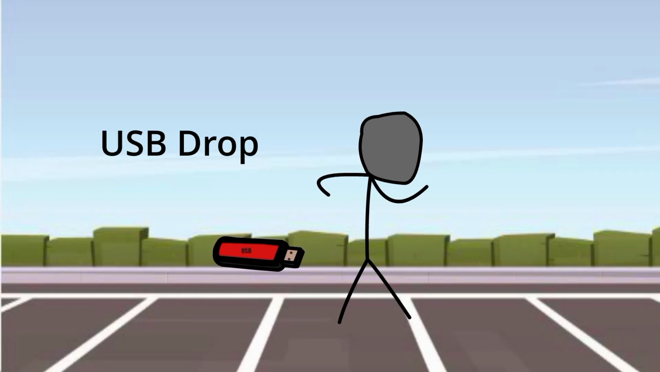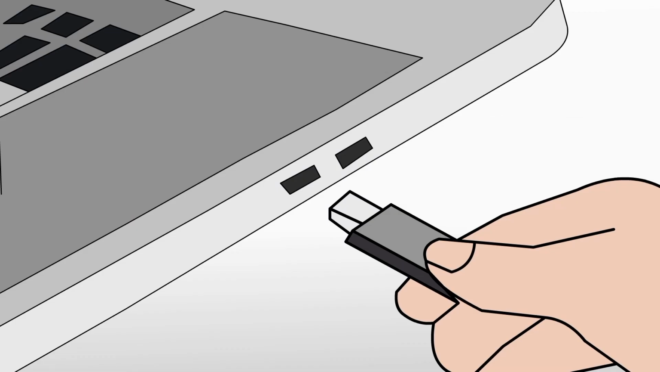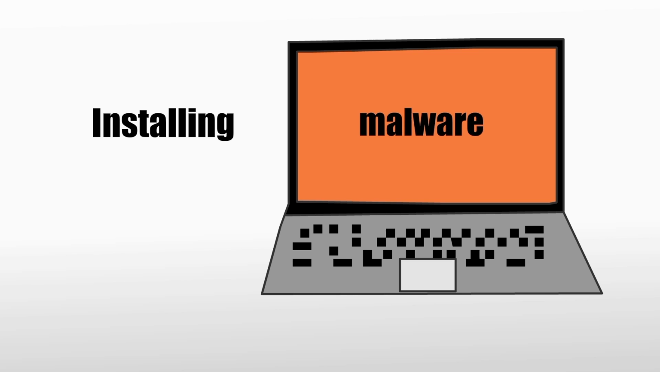The USB drop technique exploits human curiosity. Attackers leave USB sticks labeled employee salaries or confidential in target parking lots. Someone always plugs them in within hours, installing malware that provides complete network access.